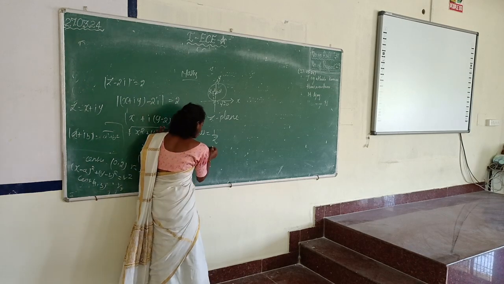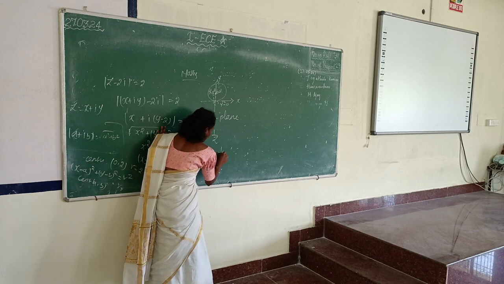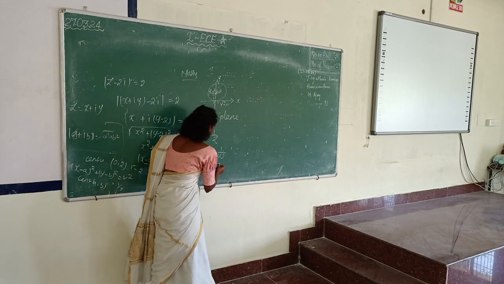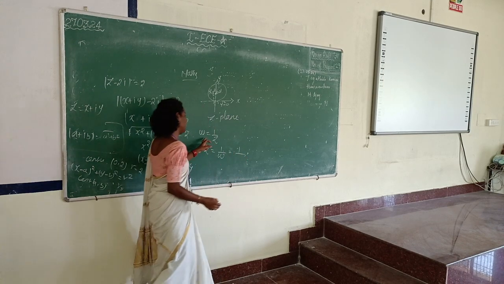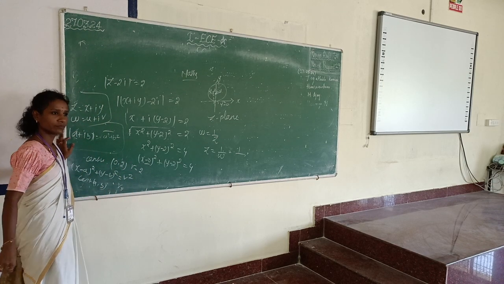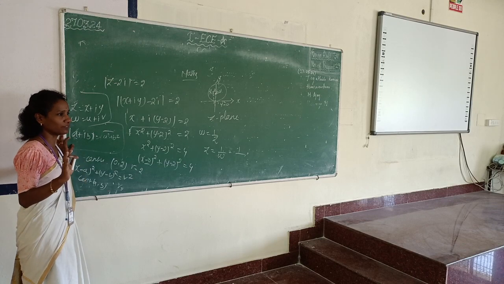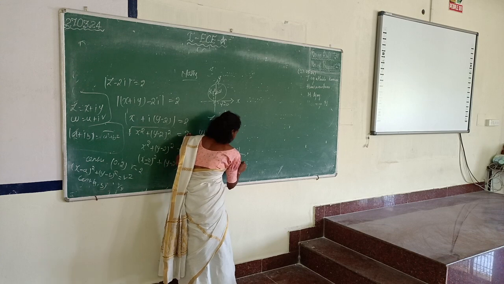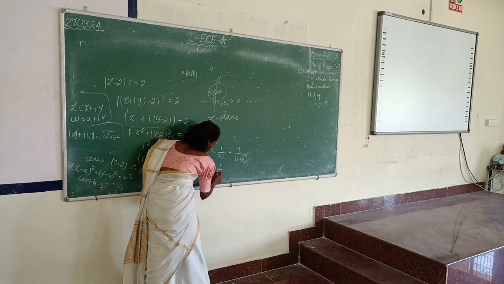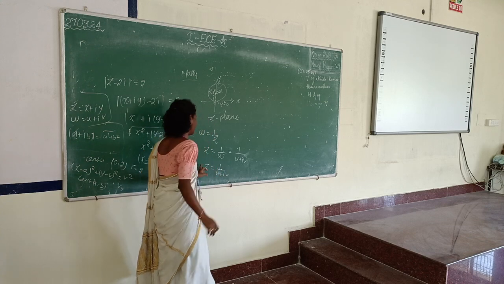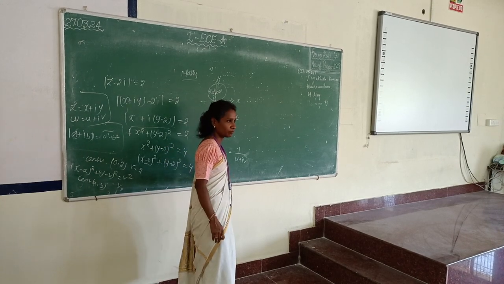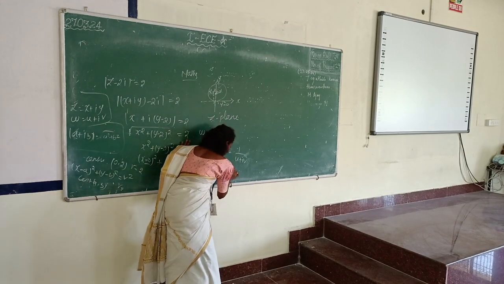Taking z equal to 1 by w, with z equal to x plus iy and w equal to u plus iv. This is the concept: w is u plus iv, z is x plus iy. Now substituting, z equal to 1 by u plus iv. To separate the real and imaginary parts, we cannot divide the value directly. So how to solve? We take the conjugate multiplication.